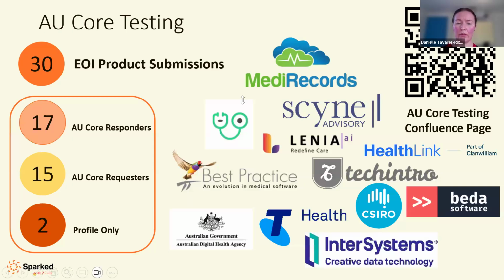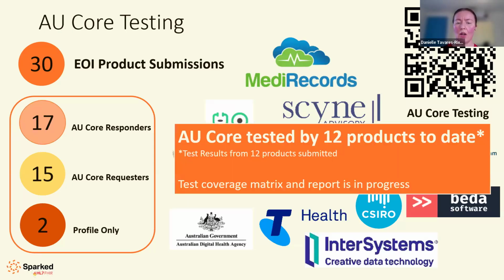And we say that AU Core has been tested by 12 products today. It's actually more than that, but the number 12 is coming from the fact that we have test results that have been submitted through the AU Core testing process in forms for 12 unique products. And so that test coverage matrix and report is in progress behind the scenes.